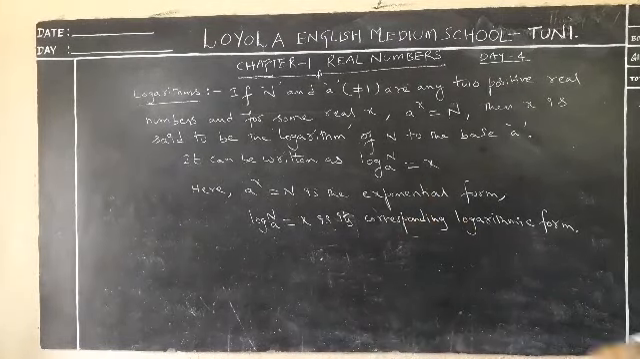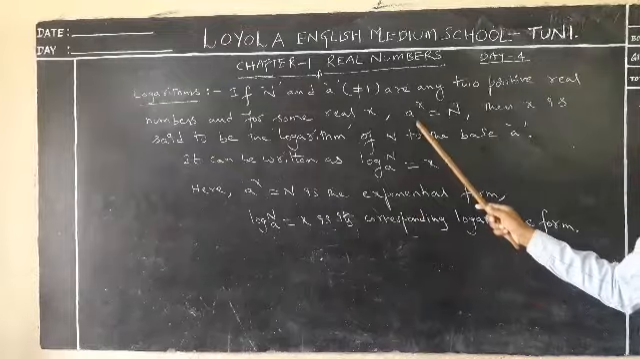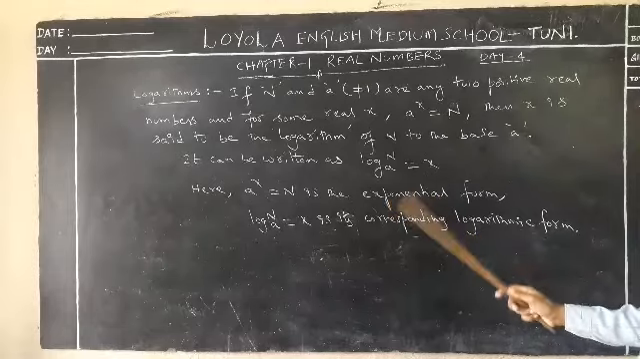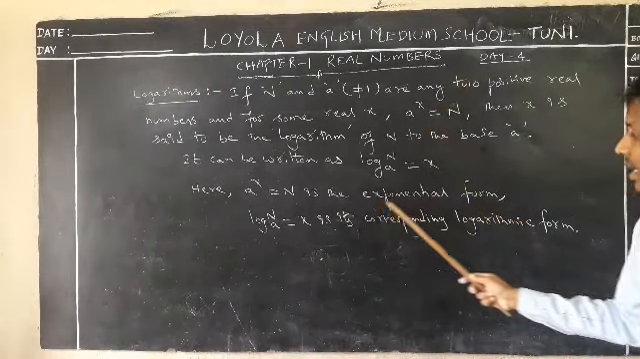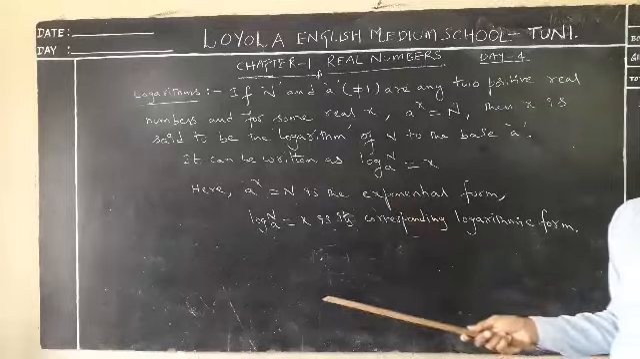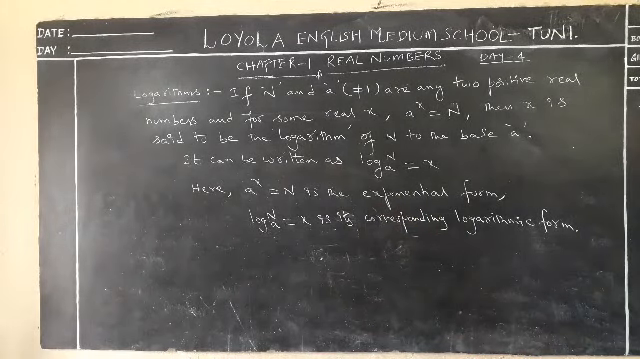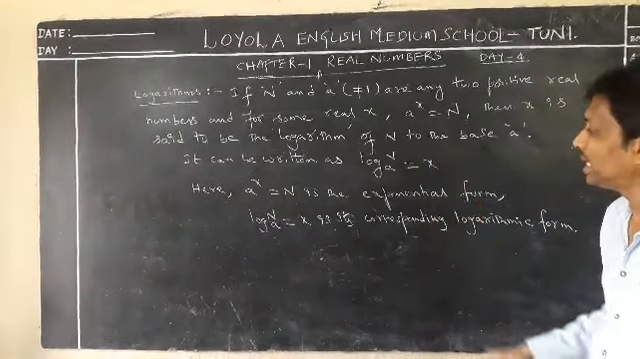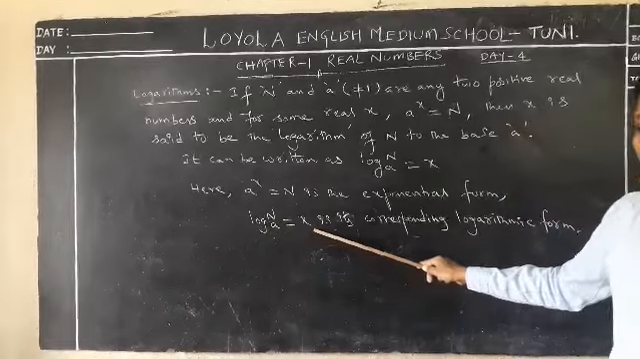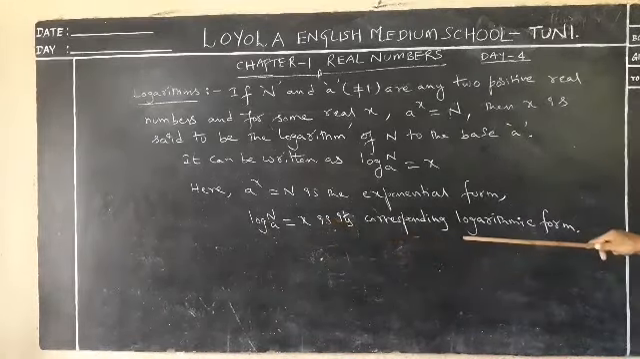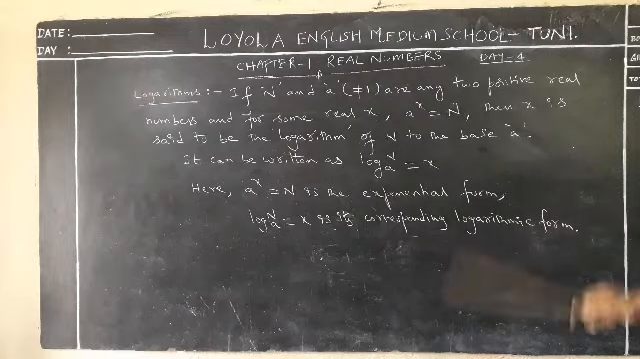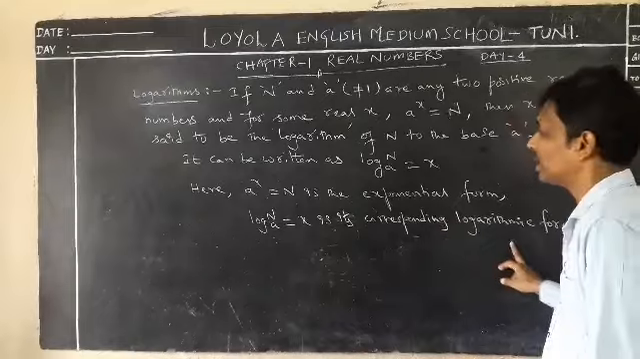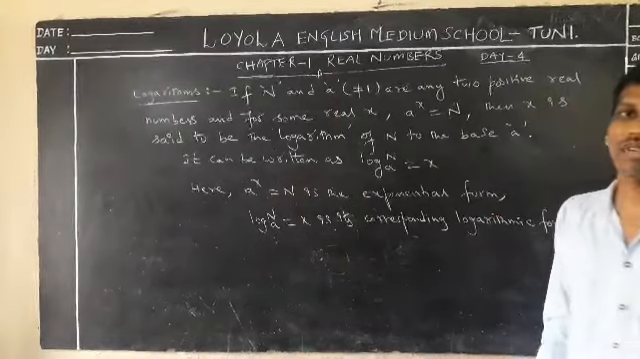Here two things are there. What are they? a power x is equal to n, and log n to the base a equals x. Here a power x is equal to n is known as the exponential form. We know it very well, it is familiar to us. And log n to the base a equal to x is its corresponding logarithmic form.